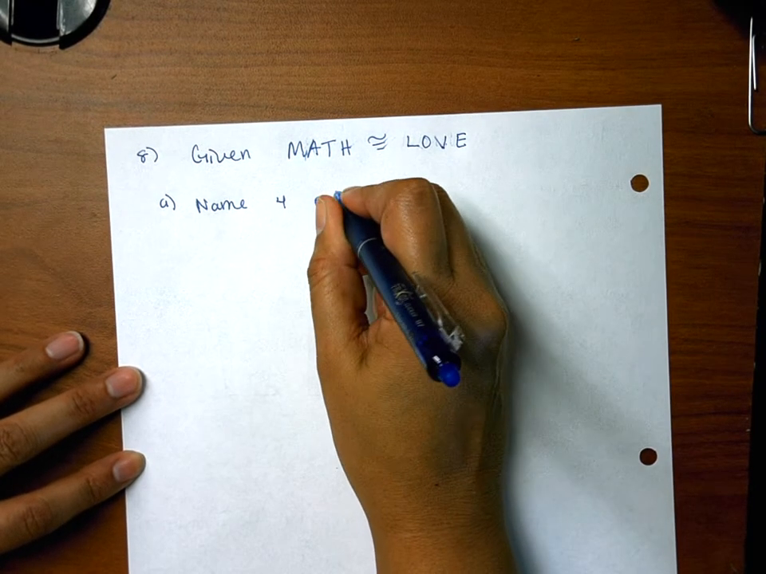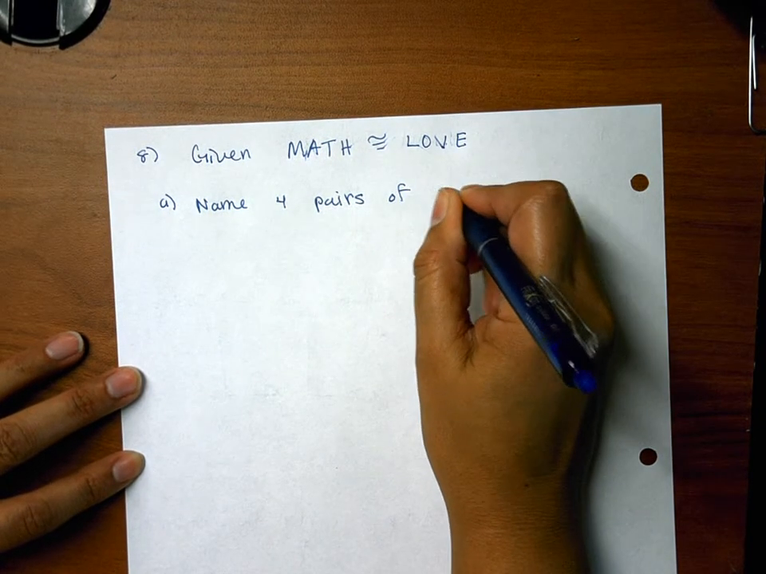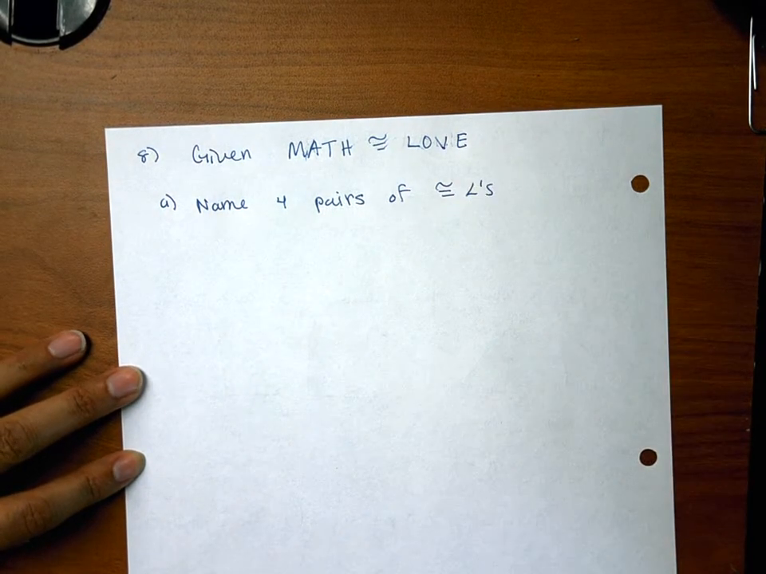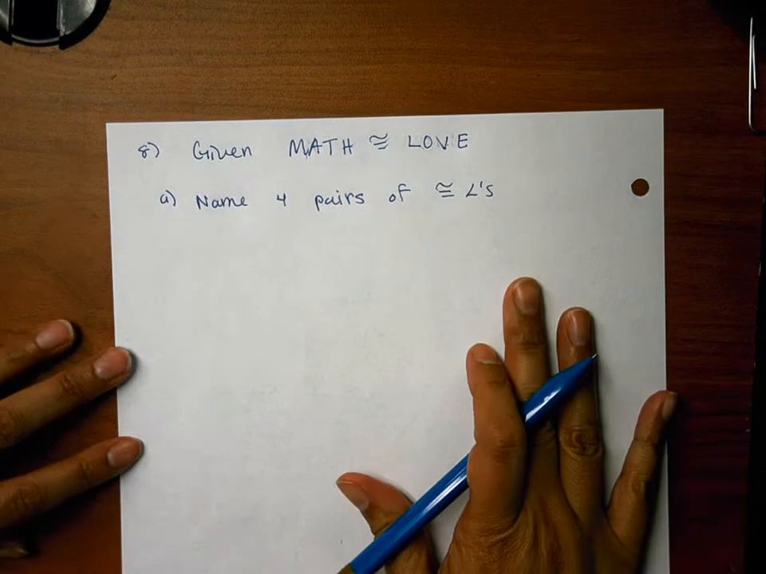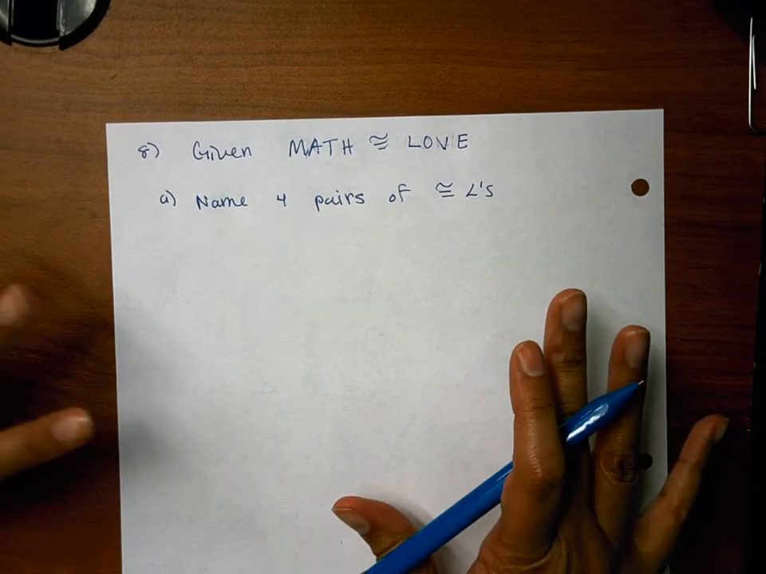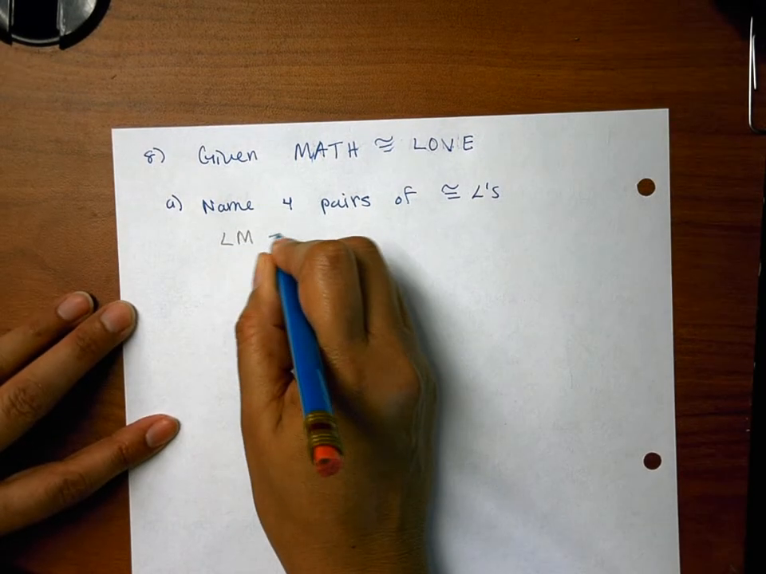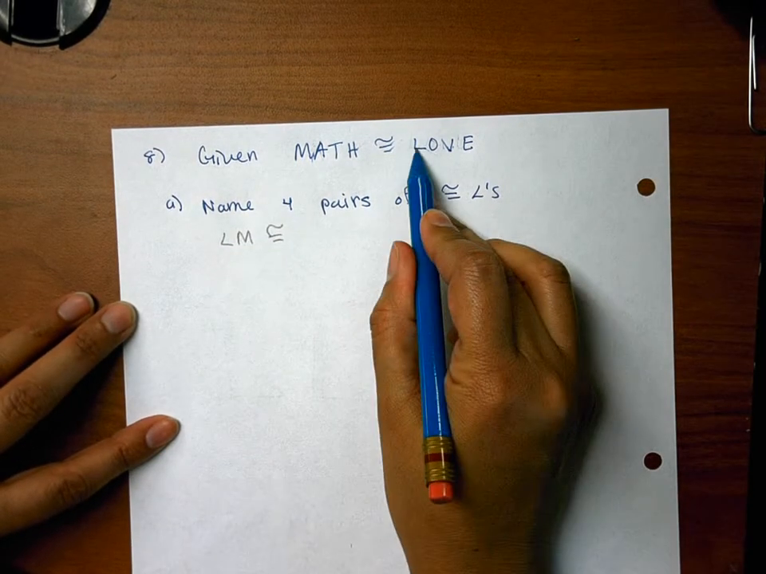Part A, name 4 pairs of congruent angles. Now, you do not have to draw a picture. A picture is not given to you. It's up to you. You can draw one if you'd like. I'll do one at the end, but not yet, to show you just how quick this is.